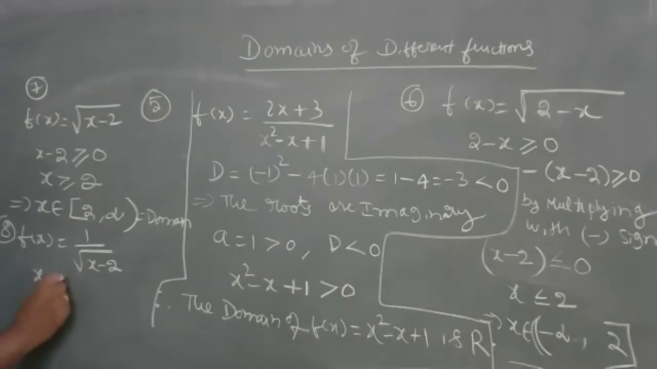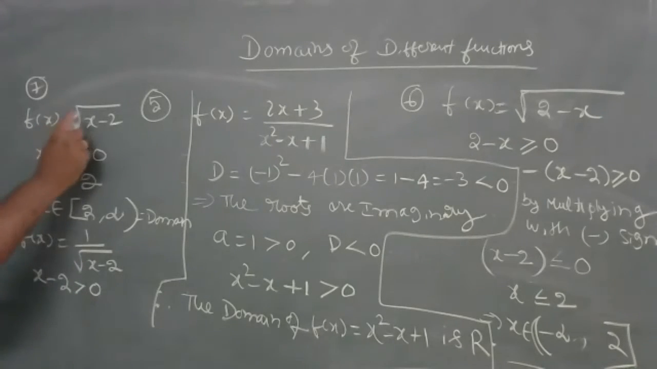That's why x minus 2 has to be greater than 0, not equal to 0. Why? Because it is in the denominator. In the denominator, if it is 0, then 1 by 0 becomes undefined. That's why whenever it is in the denominator, we are not going to include 0.